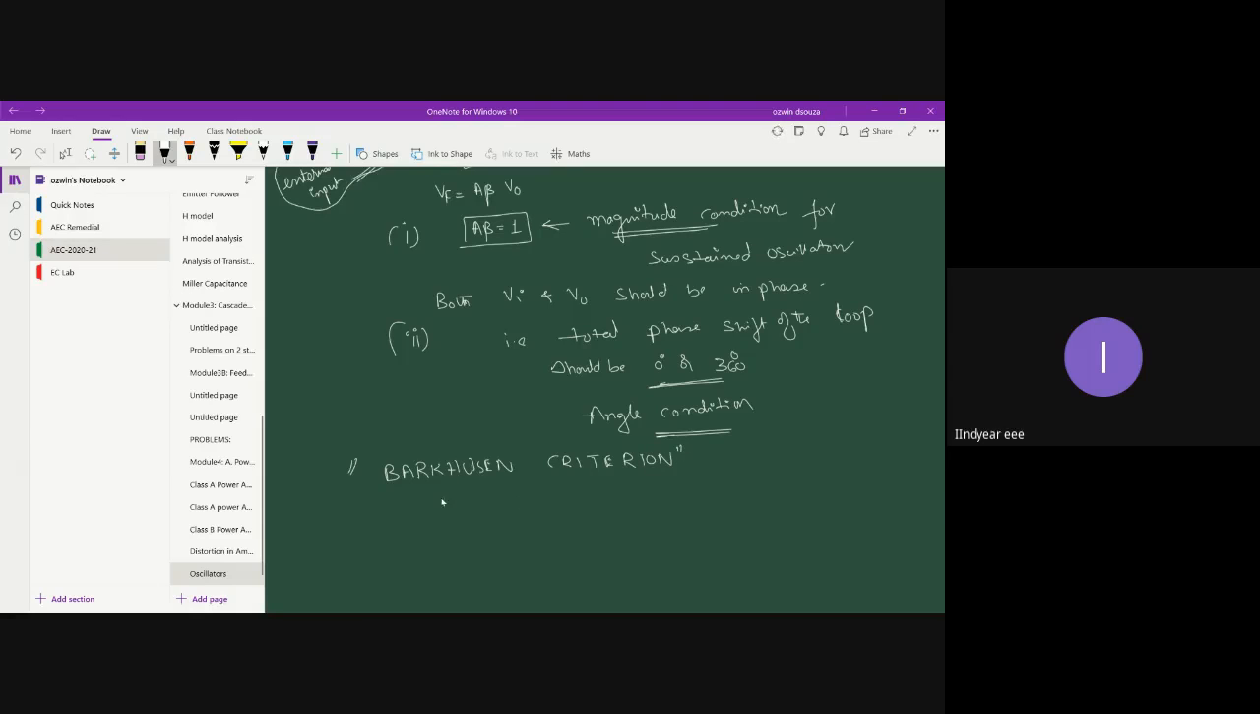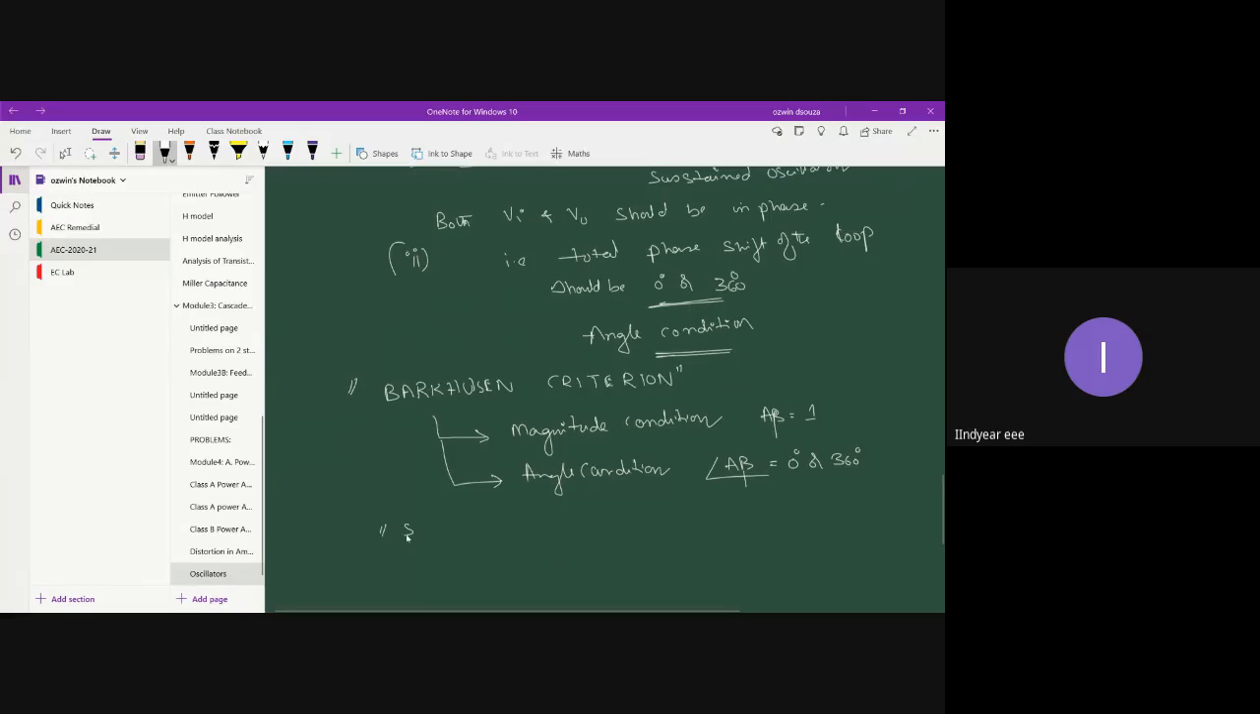Okay, so Barkhausen criteria, he stated two criteria: magnitude condition and angle condition. In a nutshell, the magnitude condition is when A beta is equal to 1, that is, the product of amplifier gain and the beta factor is unity. And the angle condition is that the angle of A beta, that is, the angle of the entire loop, is 0 degree or 360 degree. If a circuit satisfies the magnitude condition as well as the angle condition, the circuit gives sustained oscillation.